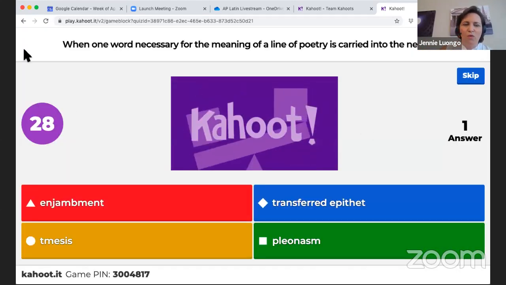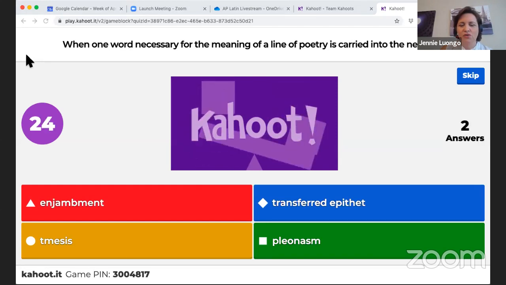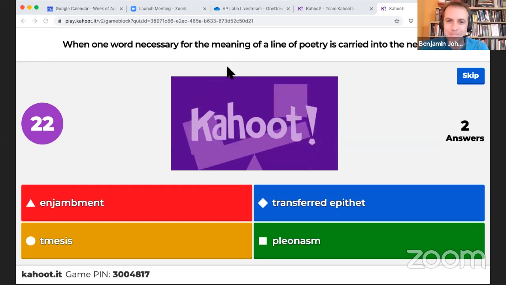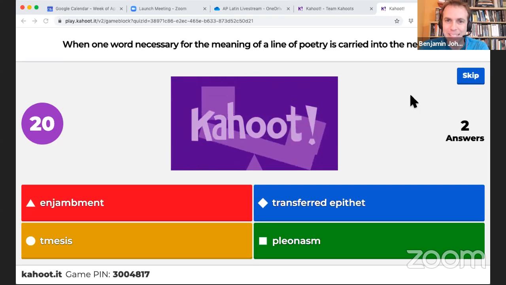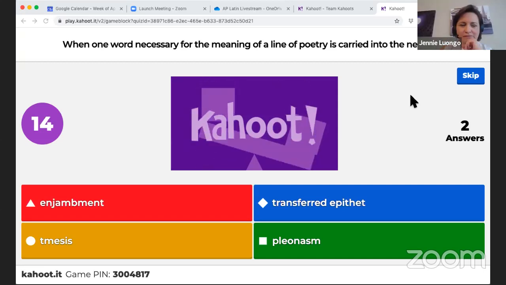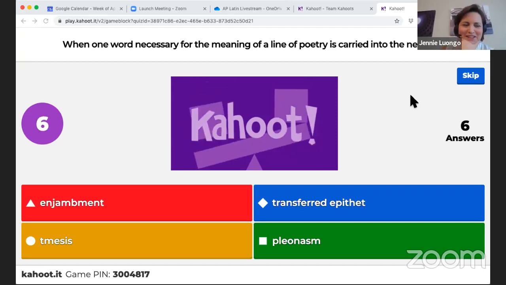All right. When one word necessary for the meaning of a line of poetry is carried into the next line. What do we call this one? It's like when you stick a word onto the next line. What do you do when you take it and you just? I just got your clue. Okay. I know he's trying to communicate something to me, but yeah, that's a good one. You just stick it right in.